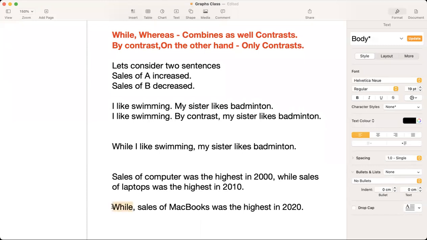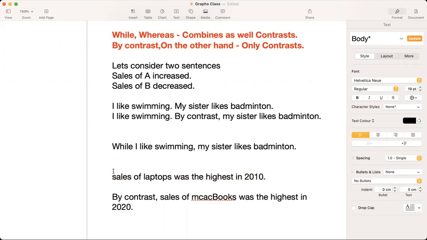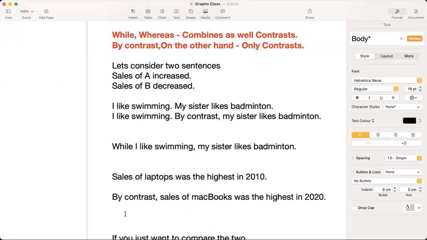Here, if I wanted to use a word, I could have written by contrast. Sales of MacBooks was the highest in this. But then I will not use so many connectors. So let's imagine there was only one sentence here. Sales of laptop was the highest in 2010. Then you wanted to make a new sentence. You could have written, by contrast, sales of MacBooks was the highest in 2020. Is it clear? Yes, sir.